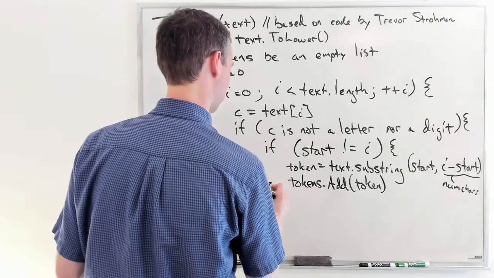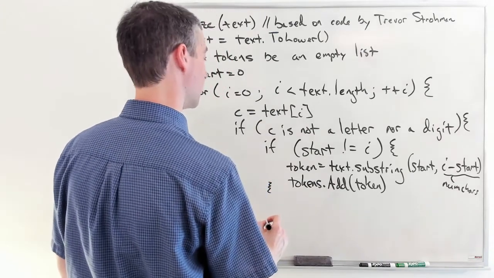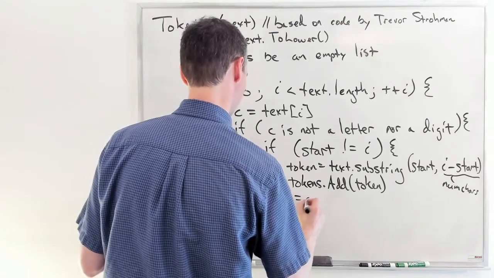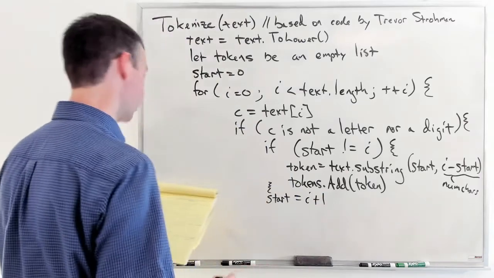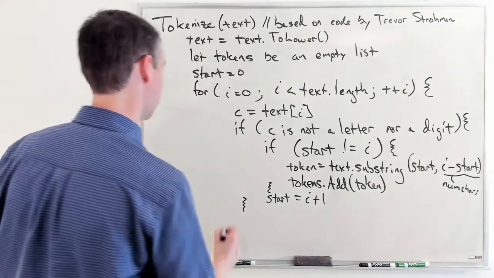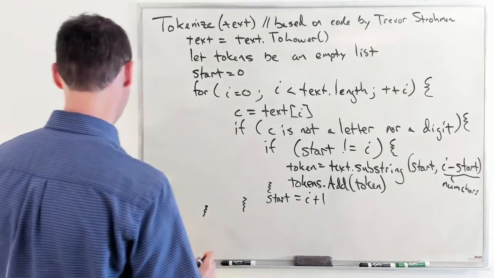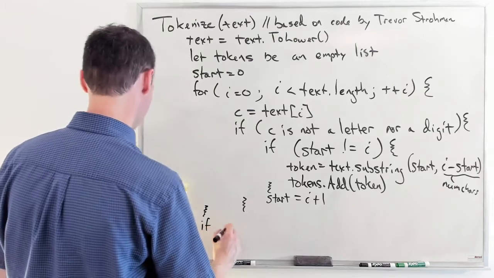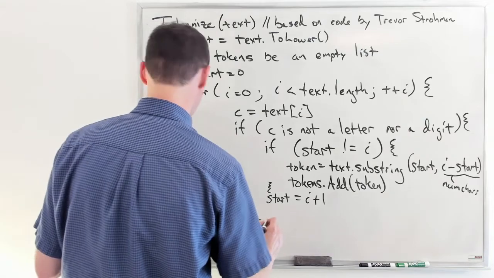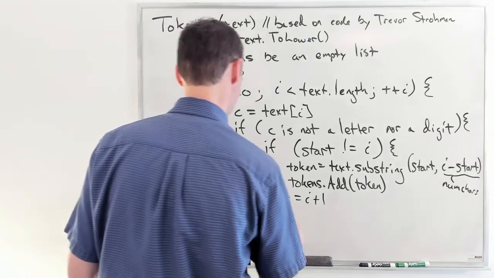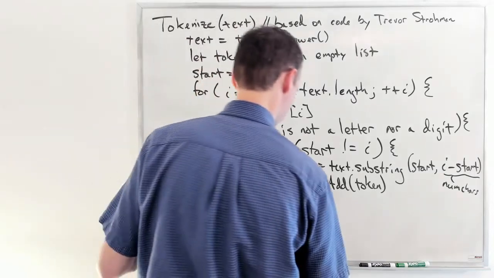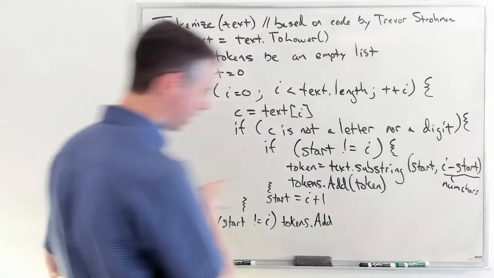Then we've got that. And then we advance start to one past where I is, down on that for. And then we've got to clean up here. If start does not equal I, there's one last token that we need to grab, because we'll hit the end of the string.